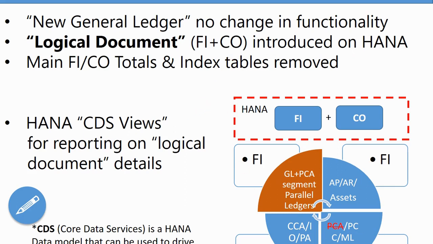So in terms of our pie chart and our diagram, these elements of the pie remained the same, but this new piece here was introduced on HANA, and FI and CO were combined into a logical document, not a physical document. And the reporting on HANA was done on something called CDS views, which enabled you to report on this logical document structure.